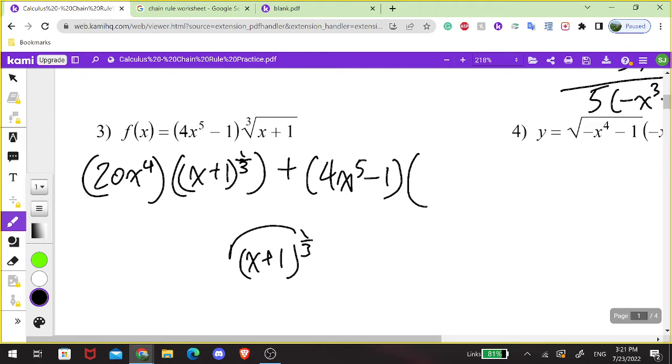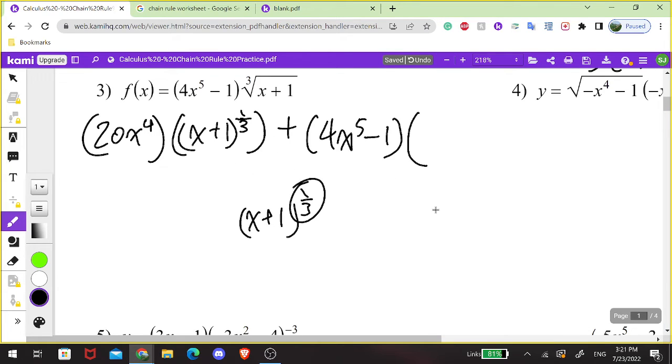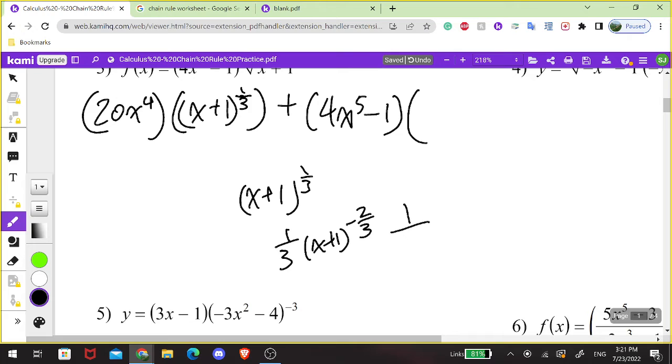So the derivative of this is (x + 1)^(1/3). Now we move the 1/3 over here. We treat this thing as g(x). So for f(g(x)), we first take the derivative of f with respect to g(x). So this should be 1/3 times (x + 1) to the negative 2/3 power, since 1/3 minus 1 is negative 2/3. So this can be rewritten as 1/3 times (x + 1) to the 2/3 power in the denominator.